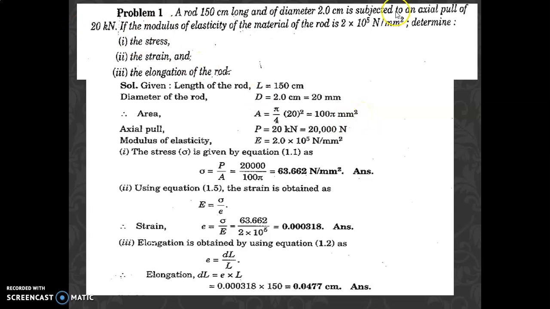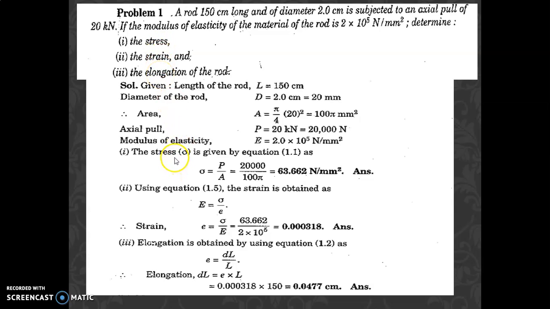Then the force applied is axial pull. Pull force means the stress developed will be tensile stress, and 20 kilonewton, that is 20 into 10 raised to 3, that is 20,000 Newton. Modulus of elasticity E is 2 into 10 raised to 5 Newton per mm square. So let us identify initially stress, then strain, and then elongation.